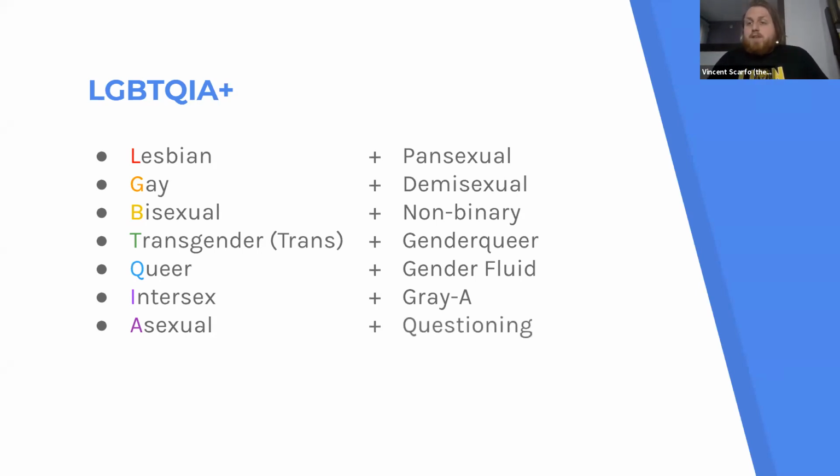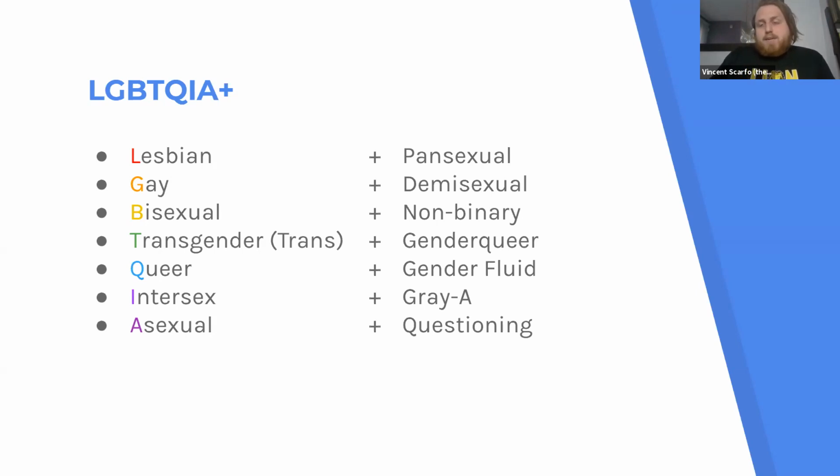Questioning is anyone who's exploring their gender identity or their sexuality and trying to understand how they identify themselves. So it's a temporary state. Some people spend years questioning their gender or their sexuality. Others spend a brief period of time in that questioning phase, but we don't want to exclude people who are questioning their identity from the community. So we include them in this alphabet soup.